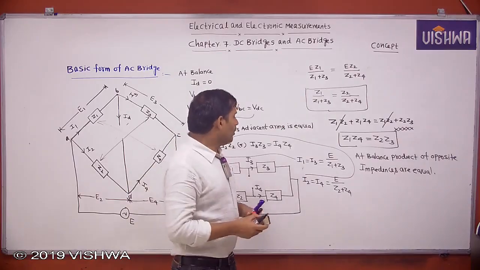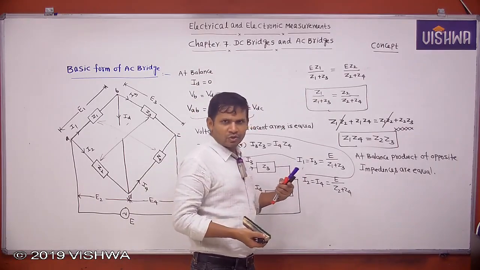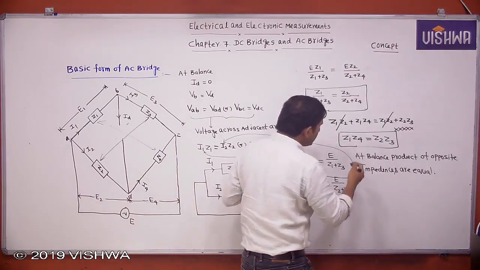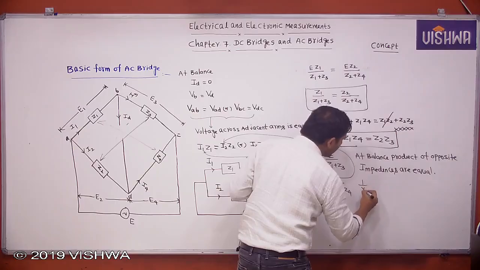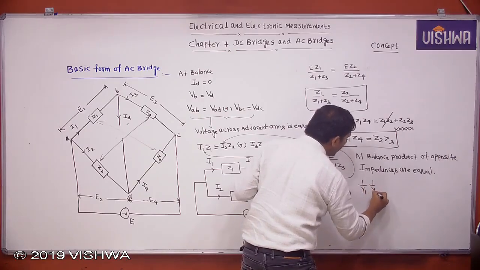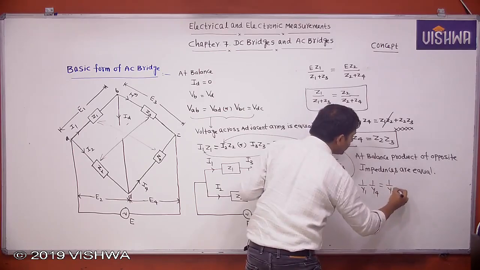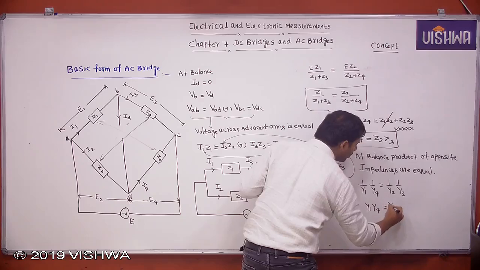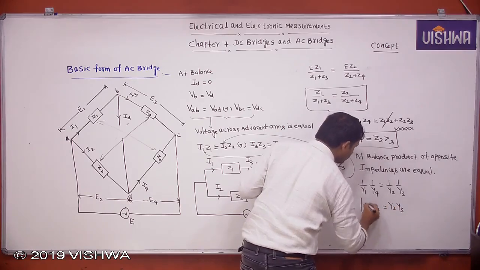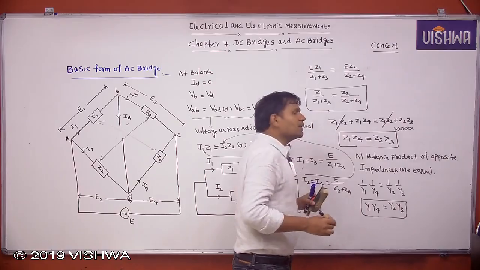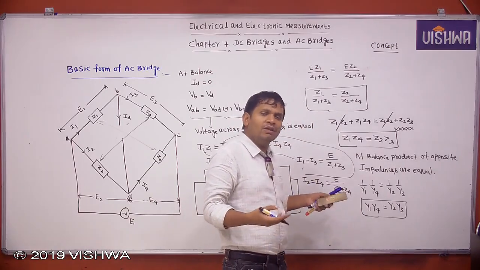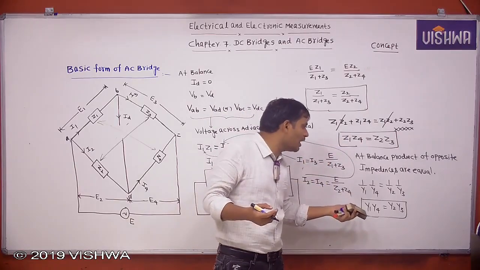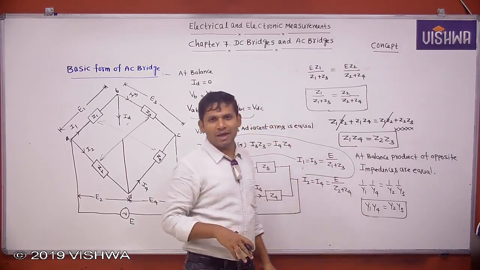But from this, I want to write one more condition also. Z1 Z4 equal to Z2 Z3 means we can also write Z1 as admittance 1 by Y1, so 1 by Y1 Y4 equal to 1 by Y2 Y3, that is Y1 Y4 equal to Y2 Y3. Not only the product of impedances; if the product of admittances is equal, then also we can say that the bridge is balanced.